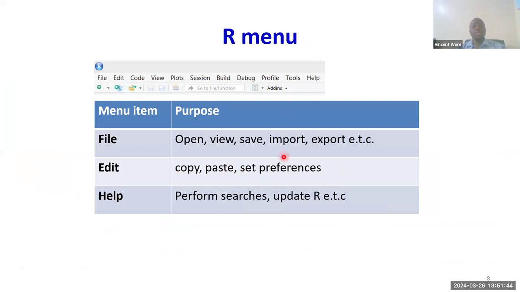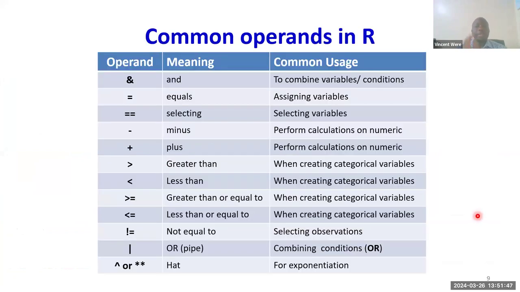Under edit, these are just visual functions that you will read at your own time. This is a very important slide, and I want you to be very keen on this one. These are common operators that we use in R, just like in any other language. There's this ampersand symbol, used when you say if A and B, for example if age is this and sex is this, you use the ampersand. And then there is an equal sign, which means to assign. So one equal sign is to assign variables, to change the existing variable to a new value.